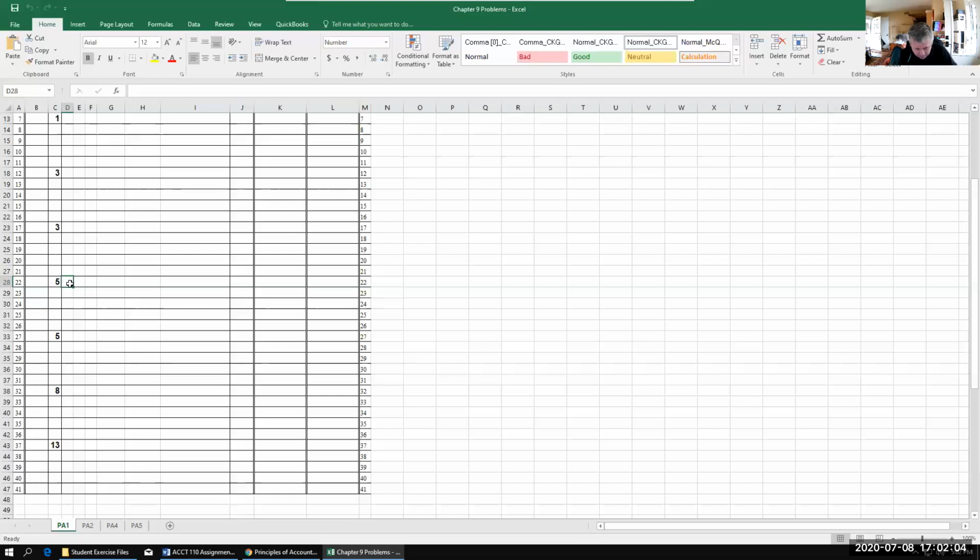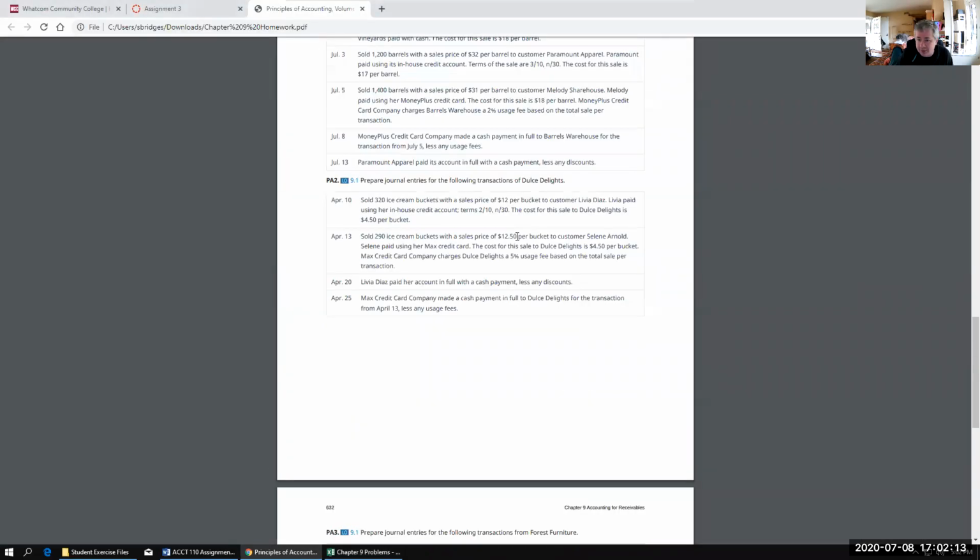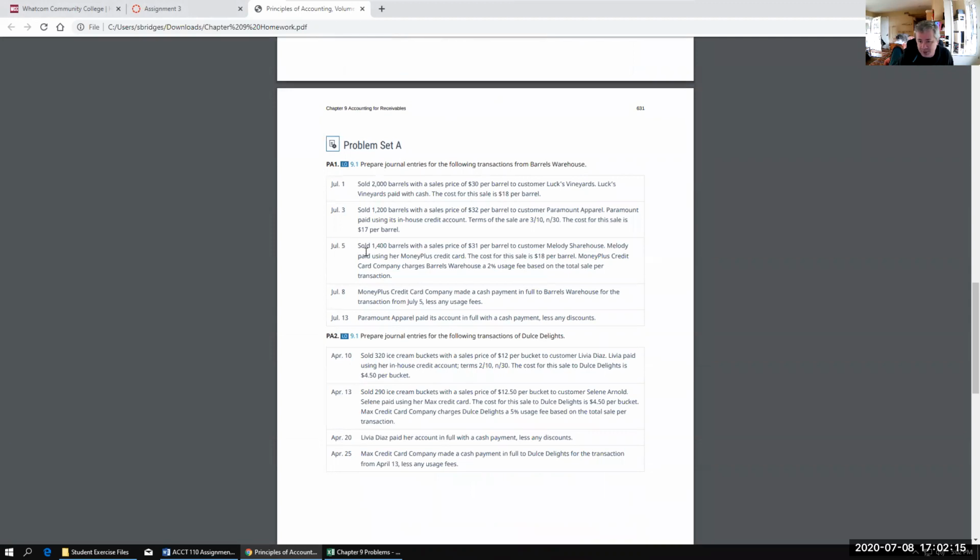Okay. It covers this in the chapter, but for July 5th, I'm going to go back over to the problem and scroll back up. We see that we sold 1,400 barrels of wine with a sales price of $31 a barrel to Melody Sharehouse. She paid using this particular credit card. The cost for this sale is $18 a barrel. So our sale price is $31 a barrel, which we'll need to calculate, and our cost of goods sold is $18 a barrel, which we'll also need to calculate.